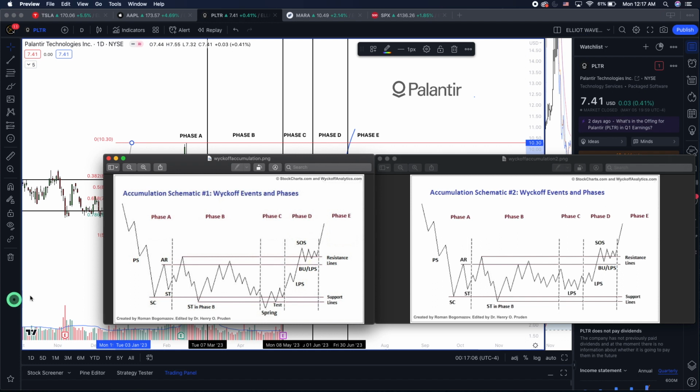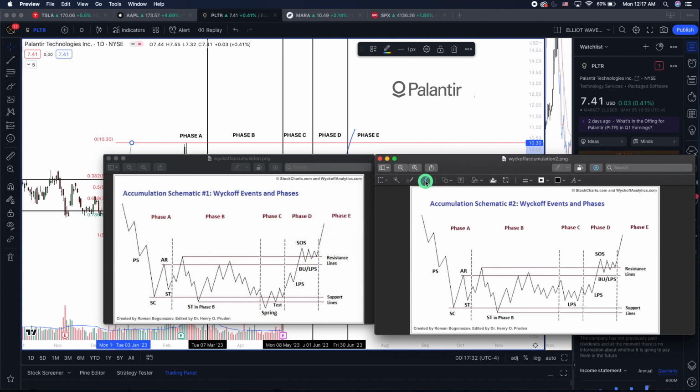All right, guys, so let's start off with a quick recap of what we were saying in terms of the Wyckoff method regarding Palantir Technologies. At the time, we were looking at the Wyckoff accumulation method. I had mentioned to you guys that there are two accumulation schematics, right? And essentially they're the same. The only difference is a spring movement that occurs in schematic number 1 that is absent in schematic number 2.